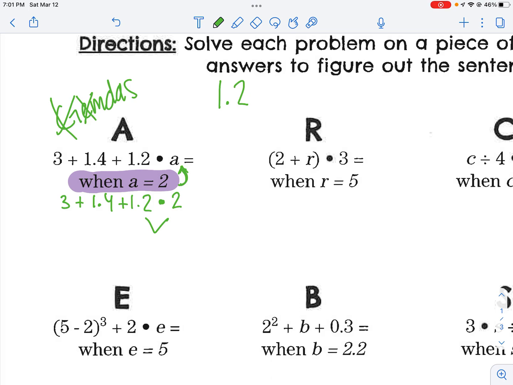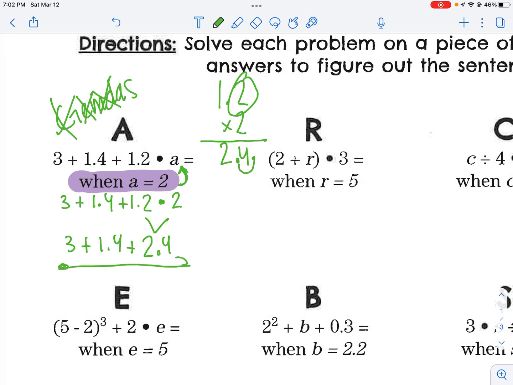I know that when I multiply decimals, I do not have to line up the decimals, so I can just multiply this way. 2 times 2 is 4. 2 times 1 is 2. I have one number behind the decimal, so I need to move my decimal over. So now I have 2.4. Now I can bring the rest of the problem down. I still have a plus sign, 1.4 plus 3. I don't have any more multiplication or division, but I do have addition. Remember, when you are doing addition and subtraction, you do it from left to right. So I do have to do 3 plus 1.4 first.